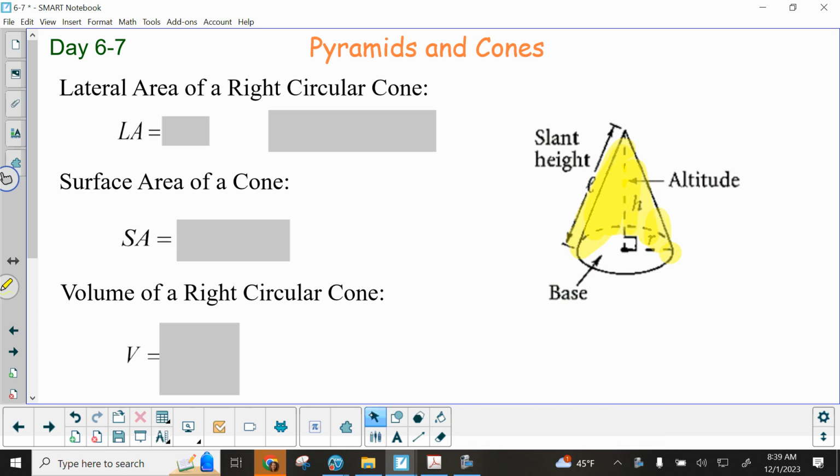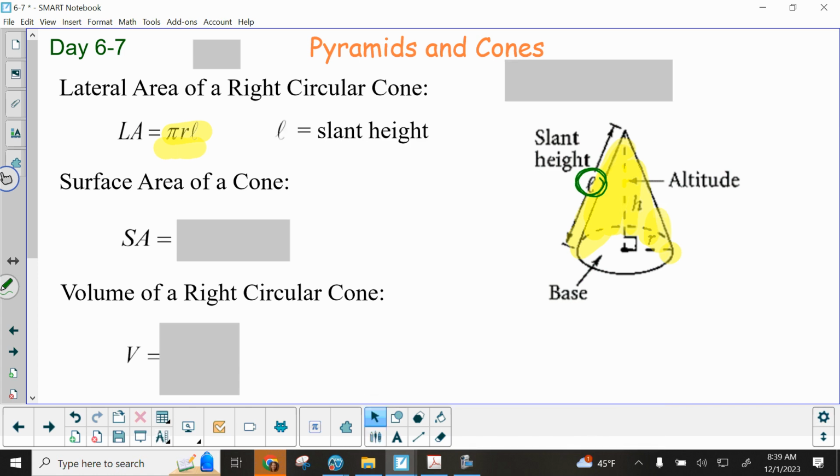To find the lateral area, you just have to memorize pi r L. The L is representing the slant height. So L is your slant height. It's not the height or the altitude of the cone. Instead, it's the length of the slant right here. So that one, you have to memorize.